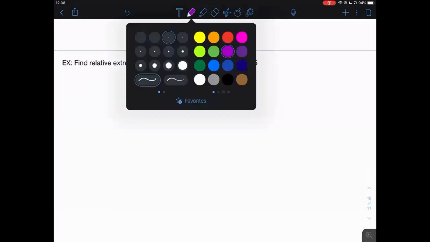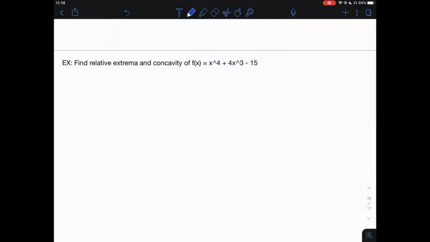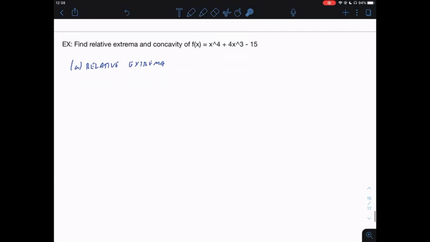All right. So again, let's split this problem in two parts. First part, relative extrema. Second part, the concavity of that function. All right, so part A, the relative extrema first. And since we have covered several examples of relative extrema, I'll be skipping some steps in between here.